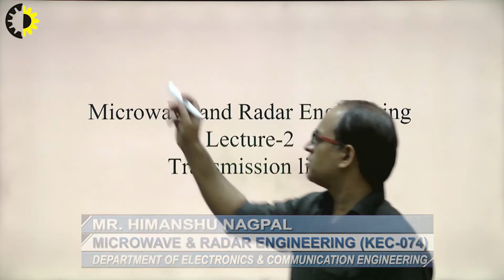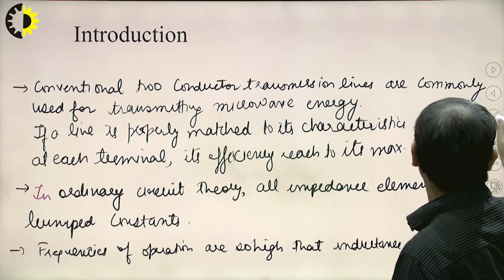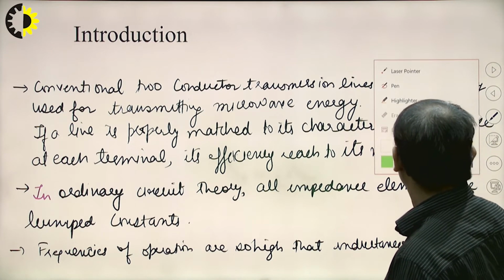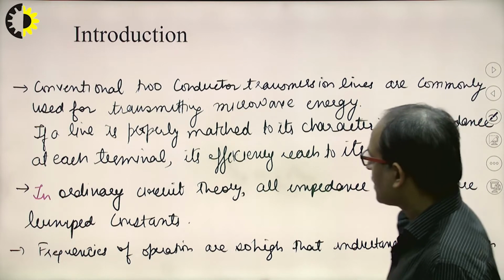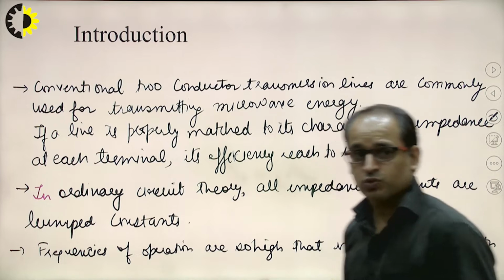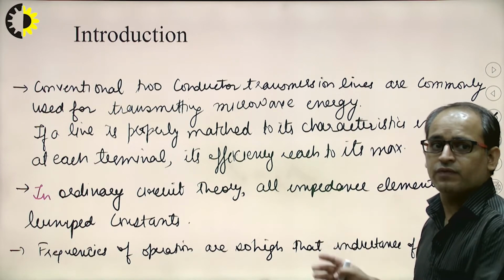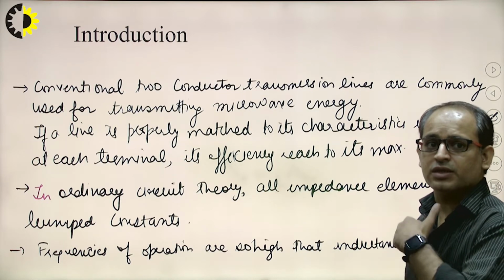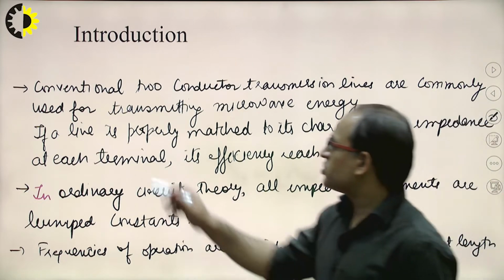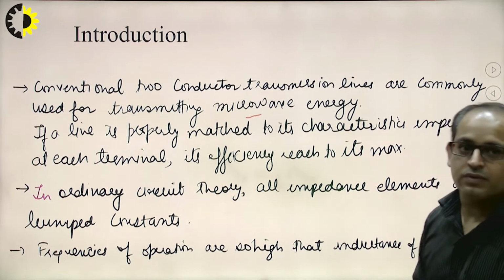As we know, the conventional two conductor transmission line has a current flowing at very low frequency, and this transmission line is used mainly for the transmission of any signal. A transmission line is a line which transmits the signal from one point to another point. So conventional two conductor transmission lines are commonly used for transmitting the microwave signal.